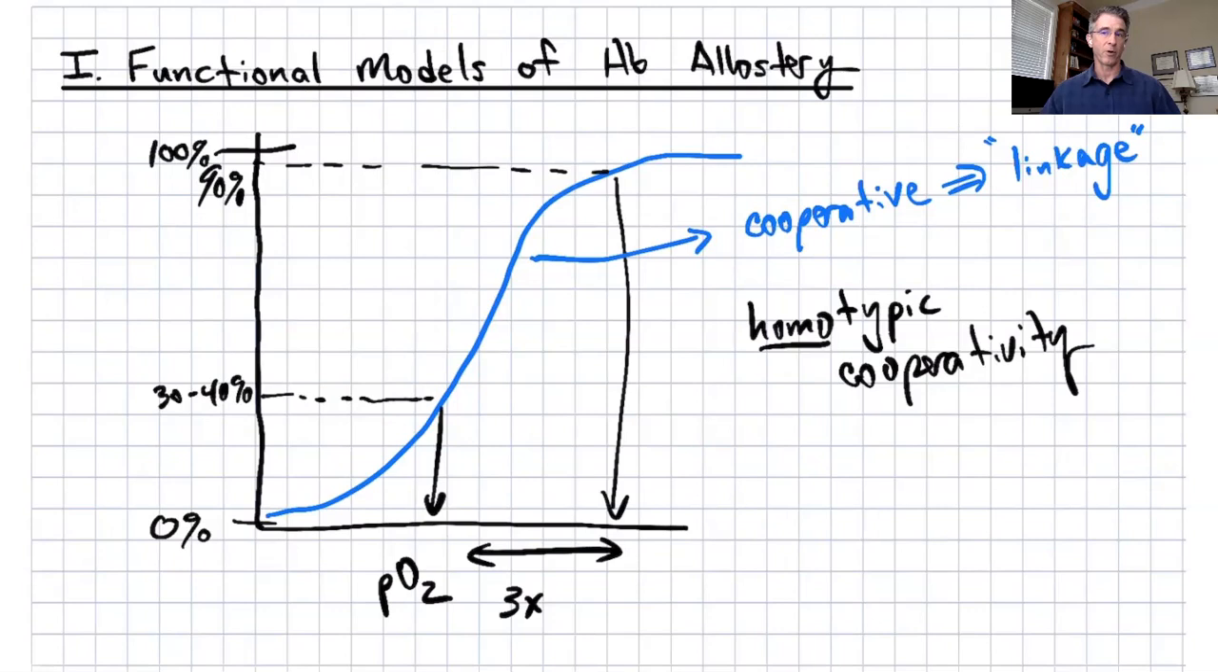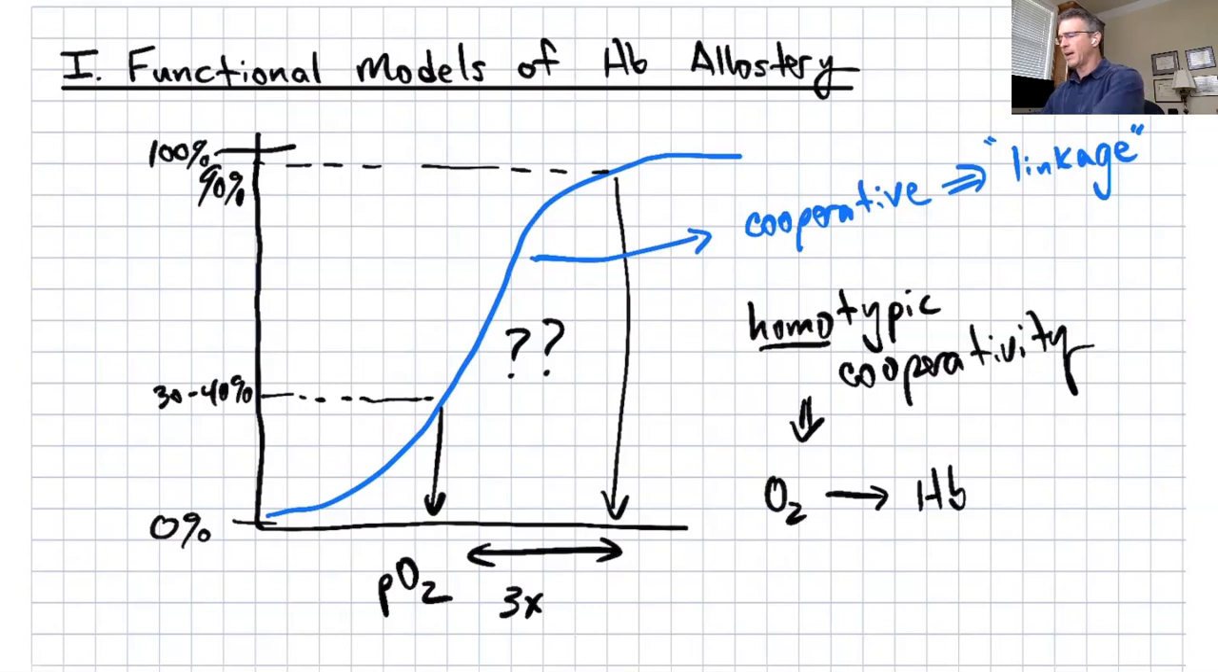There's also heterotypic linkage, which we'll come to later. But specifically from the point of view of thinking about oxygen binding to hemoglobin and this idea of homotypic cooperativity, the question is, how do we explain that, right?